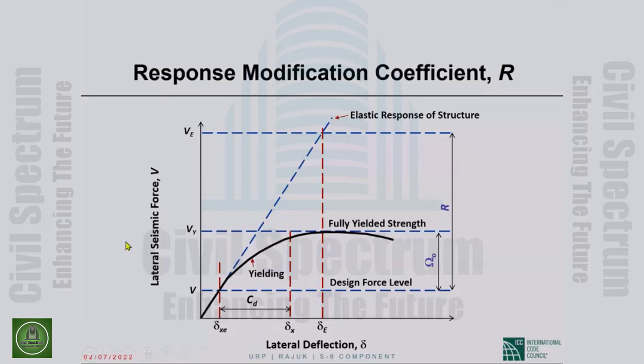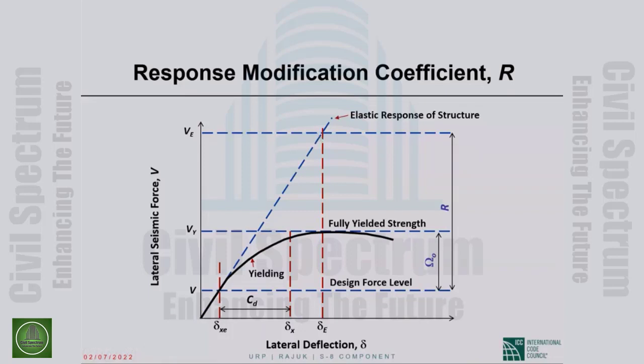The forces induced in the structure as it goes through the design earthquake are on the y-axis, and we have specifically plotted the base shear V, and on the x-axis are the displacements suffered by the structure, the lateral displacements as it goes through the design earthquake of the code. Okay. Now, this line shows hypothetical elastic response.